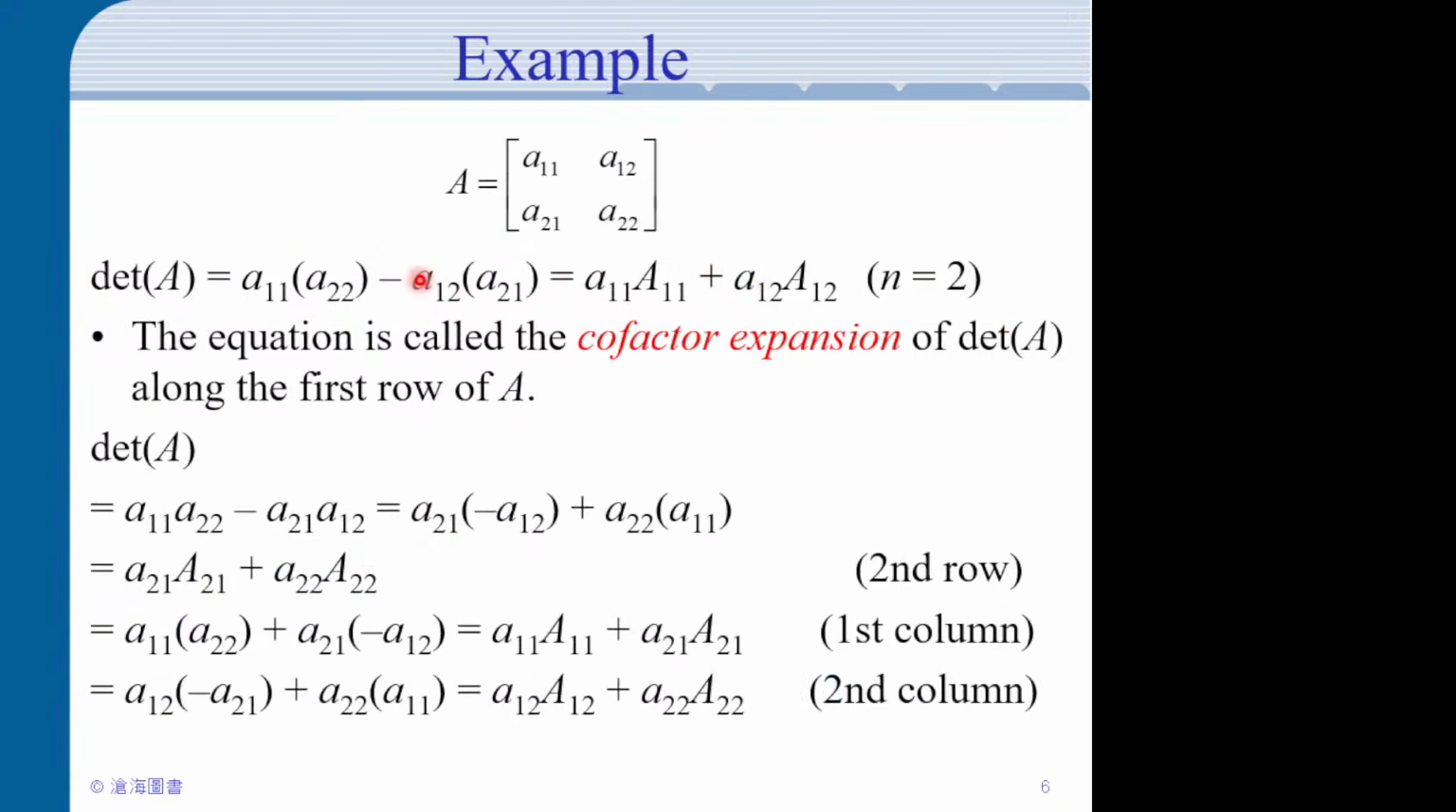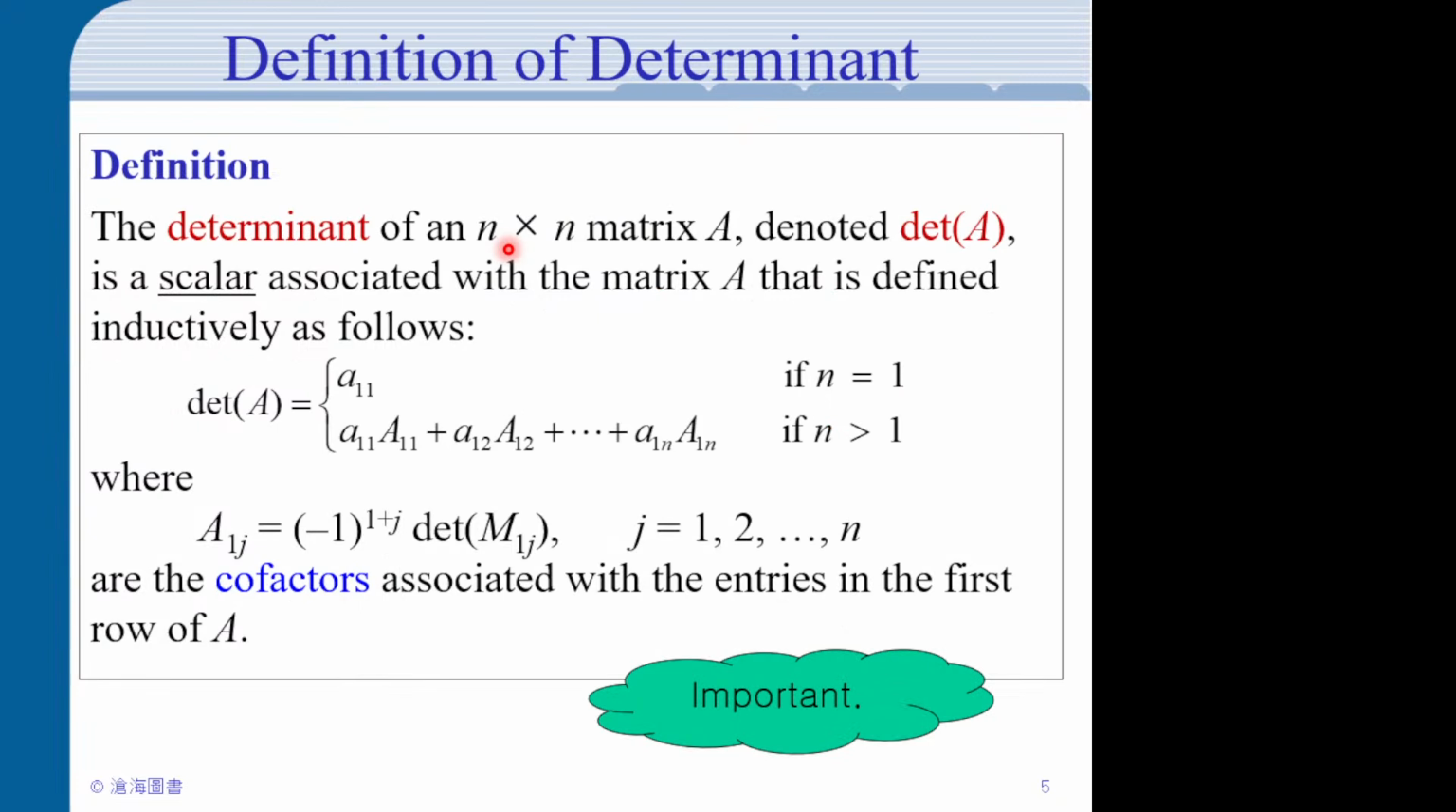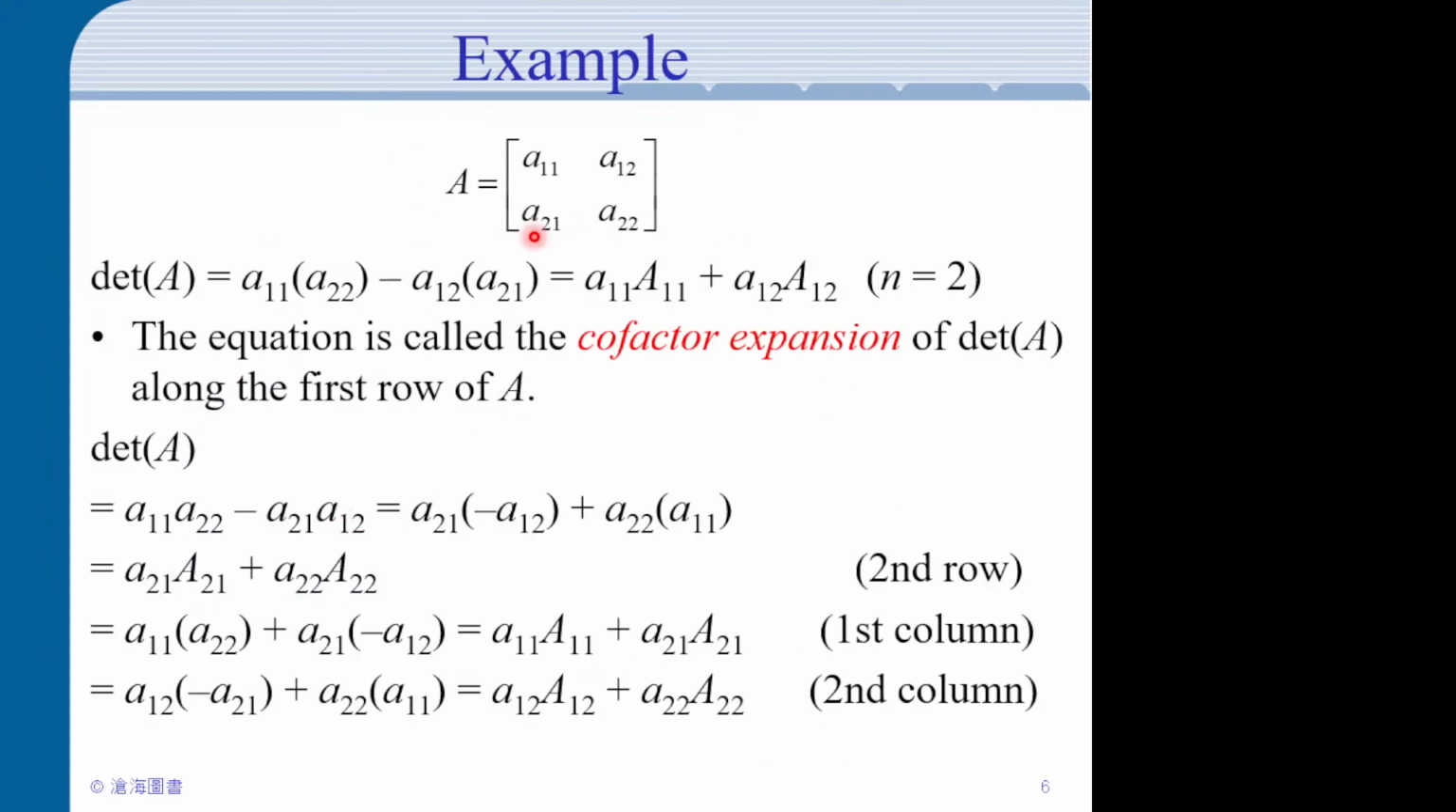And then we have the second one. So A12 times the determinant of this, which is A21. But now we have minus 1 to the 2 plus 1, so it's minus 1. So we have A11 times A22 minus A12 times A21. And this probably matches the thing that you learned in high school.